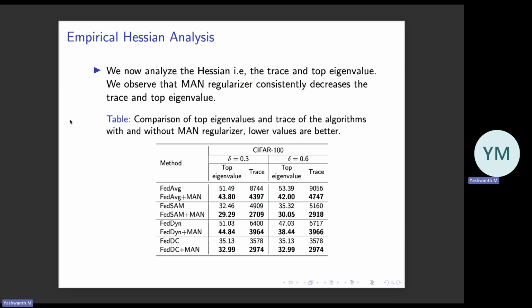Empirical Hessian analysis. In this analysis, we compute the top eigenvalue and trace of the Hessian of the global model. Here also we can see that whenever we augment with the minimizing activation norm loss, the top eigenvalue is reduced and the trace is also reduced across the different data distributions.